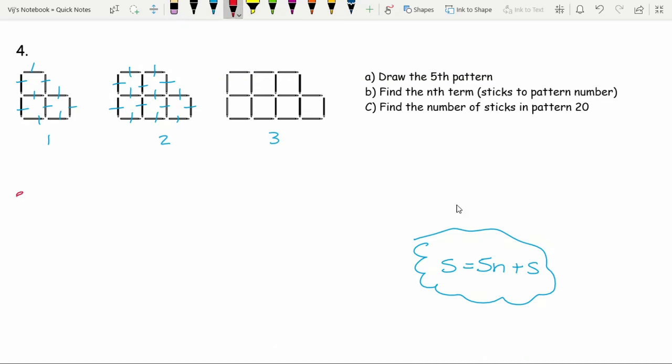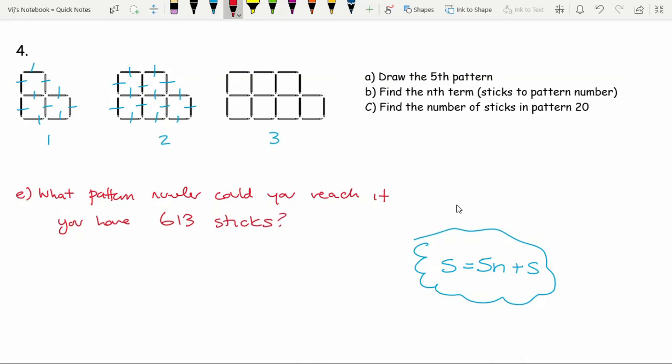So if a question asked you, let's go for part E, what pattern number could you reach if you had, let's go for a crazy number, 613 sticks. So here what we're going to do is make our formula or nth term add up to 613. I'm going to take away 5, in which I'm going to get 608. So I've got 5n equals 608.